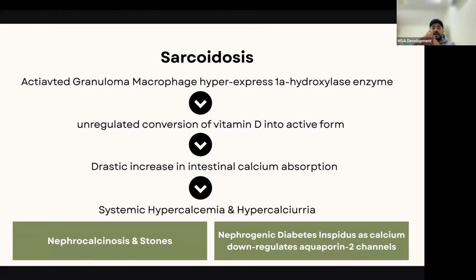So how will this manifest in a patient who has sarcoidosis? In two ways. It's going to manifest by having a lot of stones in the kidney, and usually they're going to be calcium oxalate stones. So keep that in mind. That's number one. Second thing, this calcium is going to downregulate the aquaporin levels in the kidney, causing nephrogenic diabetes insipidus. So there are two ways it's going to manifest: either stones or nephrogenic diabetes insipidus.